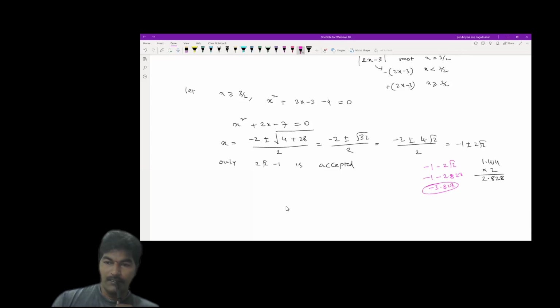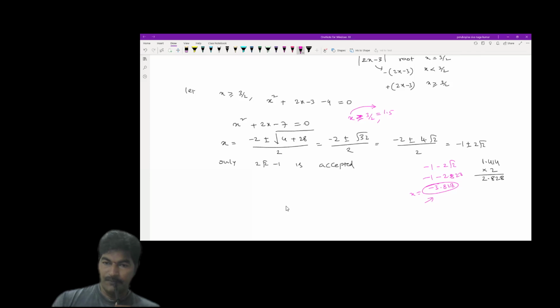Actually, this value is x, right? But our consideration is x greater than or equal to 3 by 2 in this case. So how much are we getting here? Minus 3.828. 3 by 2 means 1.5, so x must be more than 1.5. So that's why this case is avoided.